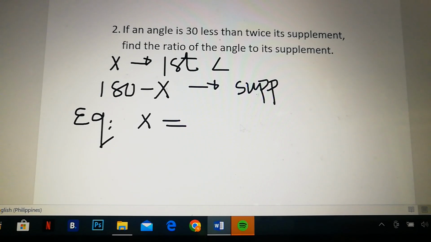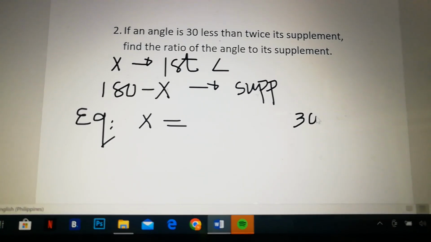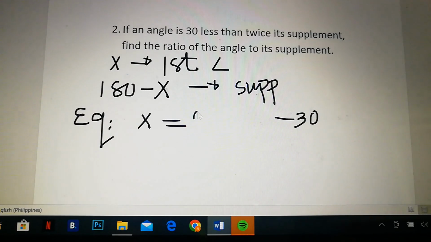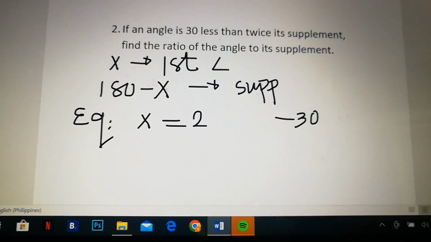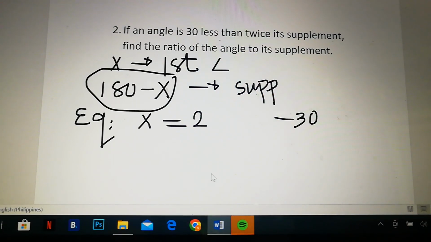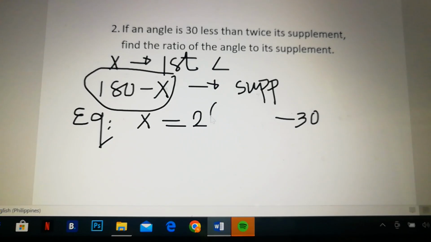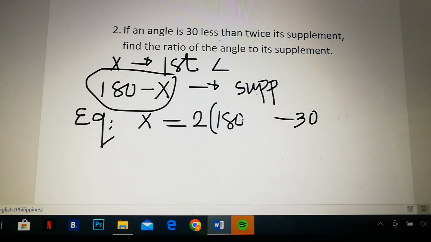Okay, so let's proceed to the equation. The equation is simply, you just follow the statement. If an angle is, so your angle is x, then 30 less than twice the supplement, which is 180 minus x. So replace it by 180 minus x. Okay, so this is now our equation.